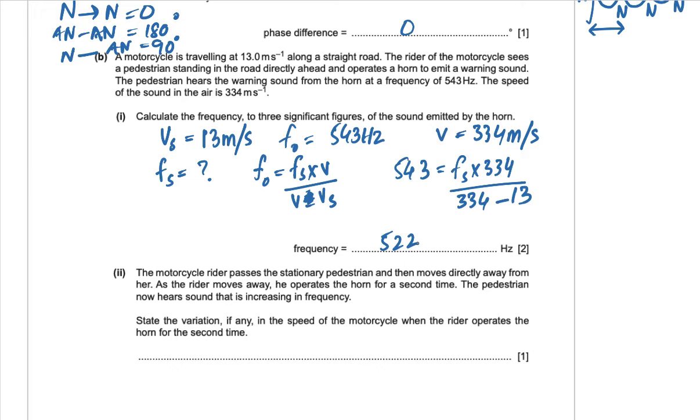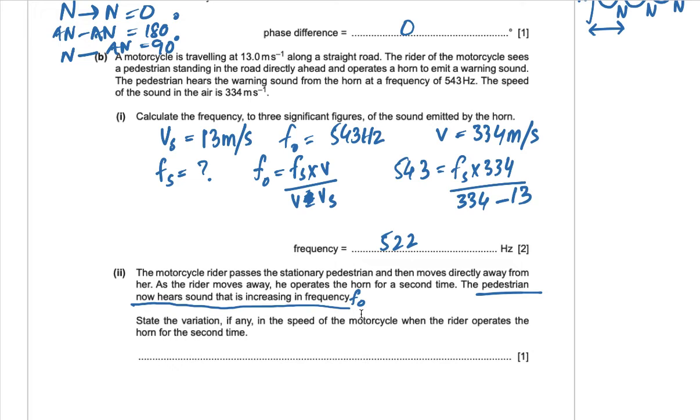All right, so part 2, the motorcycle rider passes the stationary pedestrian and then moves directly away from her. As the rider moves away, he operates the horn for a second time. The pedestrian now hears sound that is increasing in frequency. So the pedestrian hears sound that is increasing in frequency, although the source is moving away from the observer. State the variation, if any, in the speed of the motorcycle when the rider operates the horn for the second time. Now, this is the observed frequency. Observed frequency is the frequency that is heard by the observer.